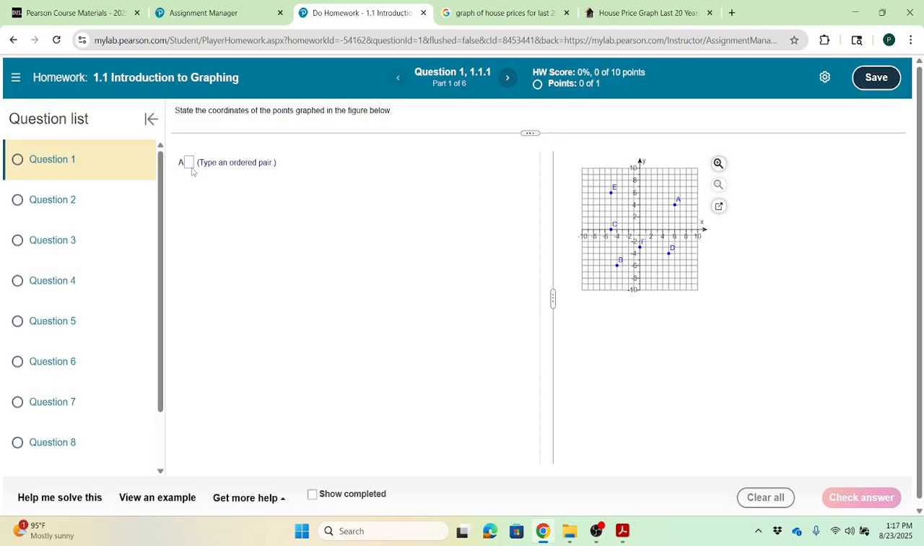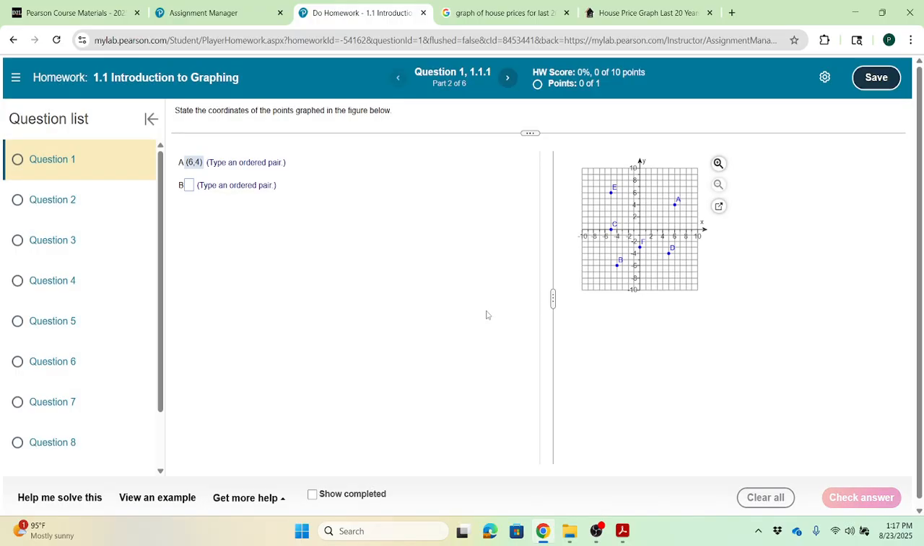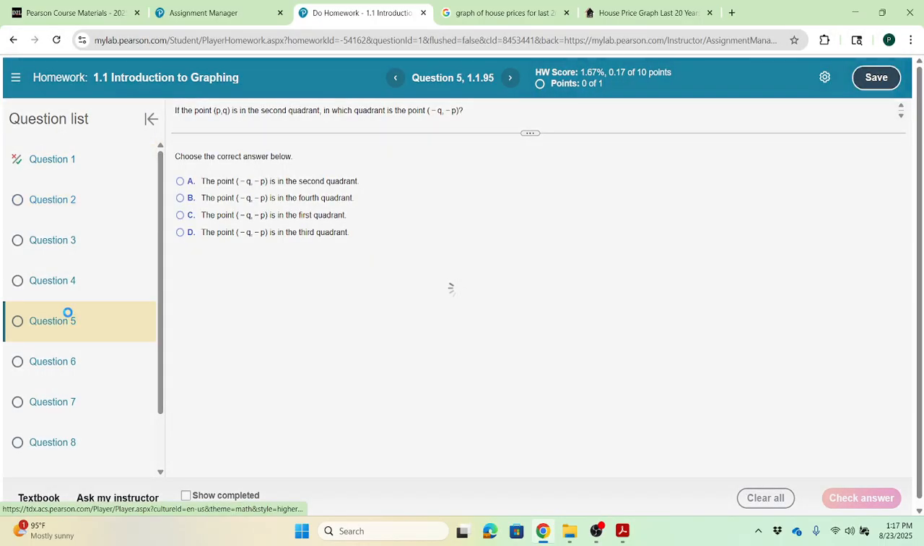So the coordinate is supposed to be parenthesis 6 for the x, 4 for the y. Always x comes first and then y next. I'm not going to find all of these coordinates. You can do that. Let's go to the next problem.